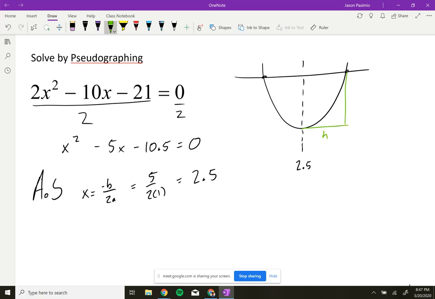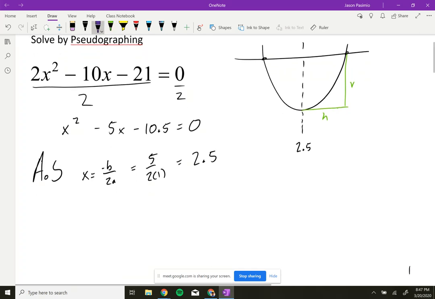There's some horizontal distance and a vertical distance. In order for me to find the vertical distance, I need to know where the vertex is. So I'm going to go ahead and plug in 2.5. So I have 2.5 squared minus 5 times 2.5 minus 10.5 is equal to, now I need to find that answer.